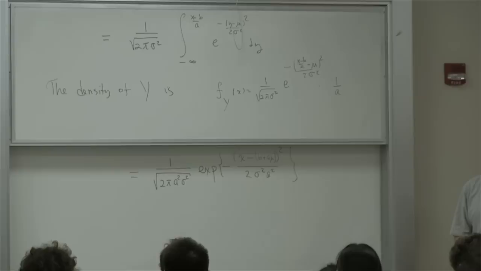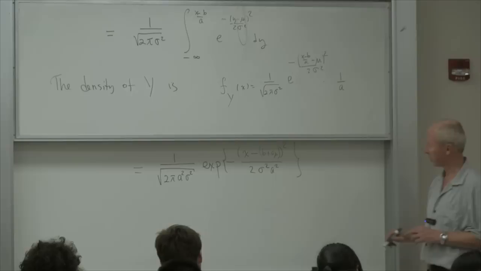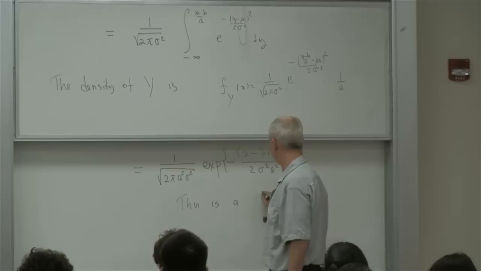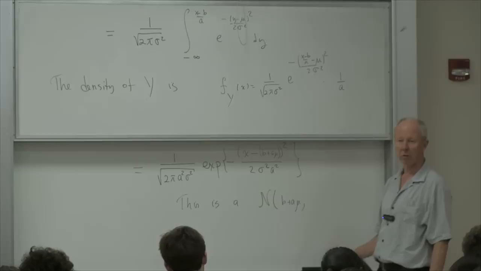Okay. So what do we have? Yeah, it's normal with what? What's the new mu? This is a normal density. This becomes b plus a mu. And the new variance, the new sigma squared, becomes sigma squared a squared. Okay.